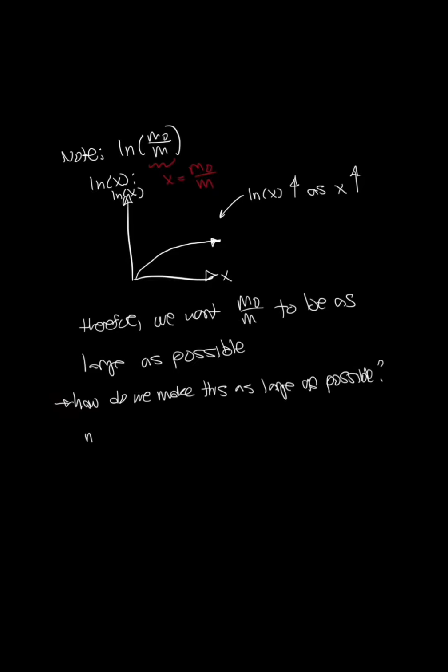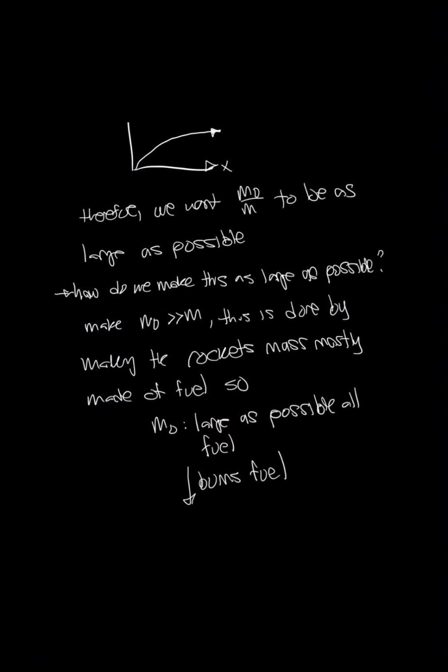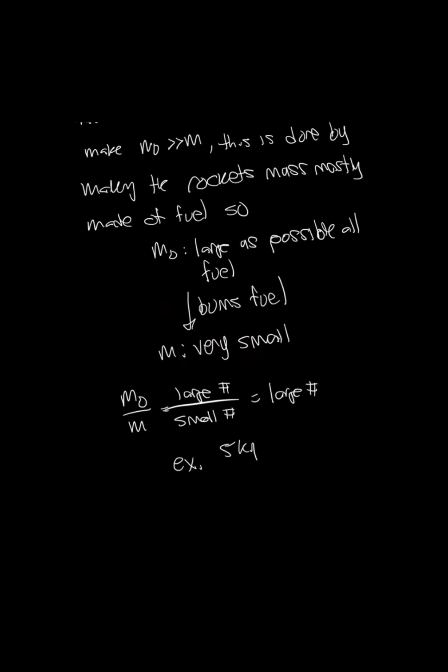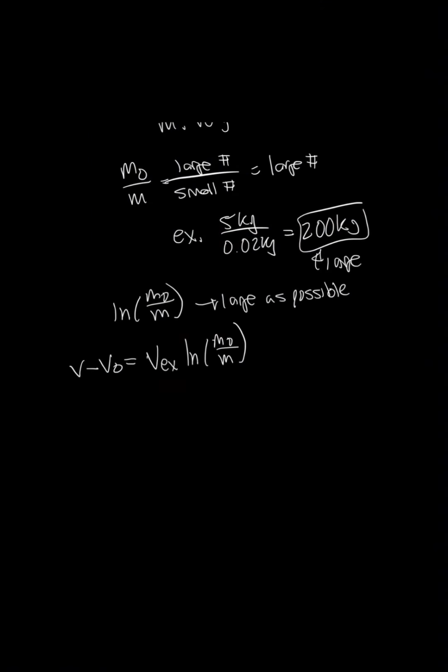We can do this by making the initial mass of the rocket much larger than the mass at the later time. And this is done by making the rocket's mass mostly made of fuel. So our initial mass of the rocket is going to be as large as possible, made of fuel. And then when we burn the fuel, the final mass of the rocket is going to be very small. So a very large number divided by a very small number is going to yield a very large number, like seen in this example. So when we make the natural log as large as possible, this also yields a final velocity of the rocket which is as large as possible.